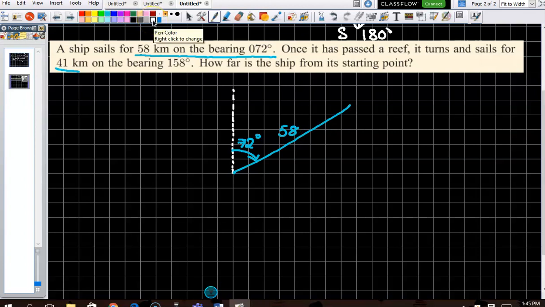I would also recommend that you do get a second colour. If you're using pencil or pen, get 2 colours. Once you've done that, you have to put your north again, because if we're looking here, a ship sails, he's sailing off here at 72 degrees. Once it's past the reef, it's going to draw a reef, but I can't draw the reef, right? It turns and it sails for 41 kilometres on a bearing of 158.